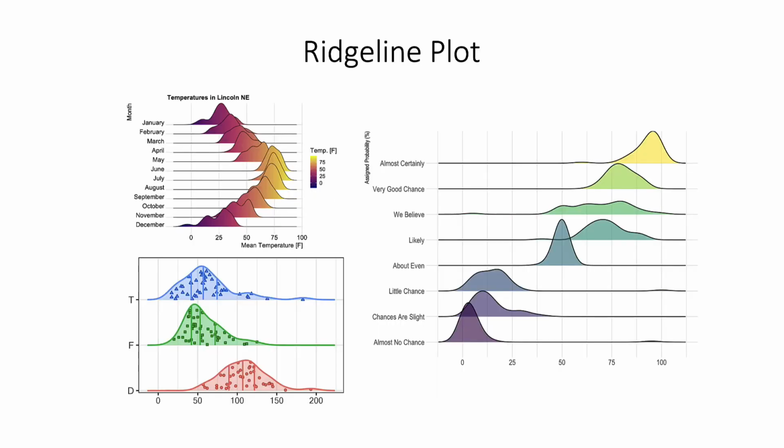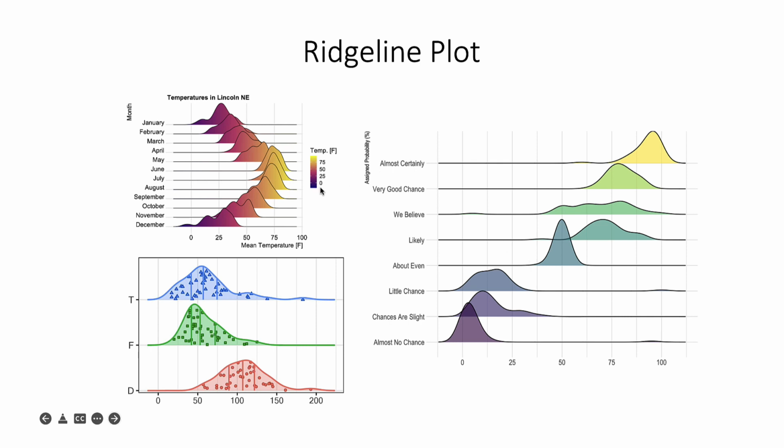The data visualization is an example of a ridgeline plot. A ridgeline plot is really a plot that shows multiple density functions or density plots stacked on top of each other. They're really just showing the probability distributions for different levels of a variable or a factor. And usually ridgeline plots have some degree of overlap.